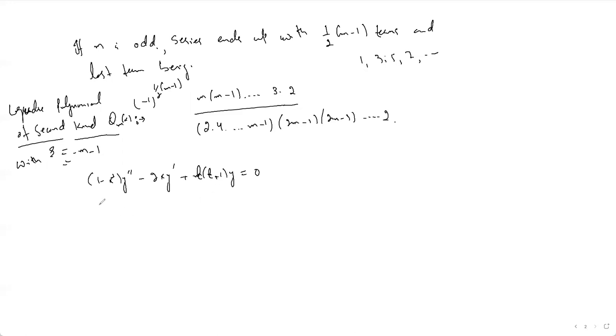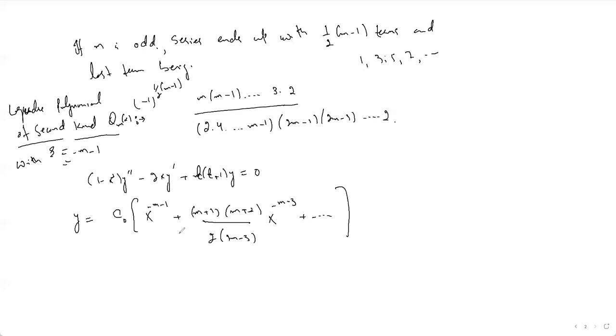The solution in that case is given by c0 x raised to power minus m minus 1 plus m plus 1 into m plus 2 divided by 2 into 2m minus 3, then x raised to power minus m minus 3, and so on. If you go to the previous lecture, you will find we have obtained this solution also. Now here we will take the constant c0 to be equal to m factorial divided by 1, 3, 5, and so on up to 2m plus 1.